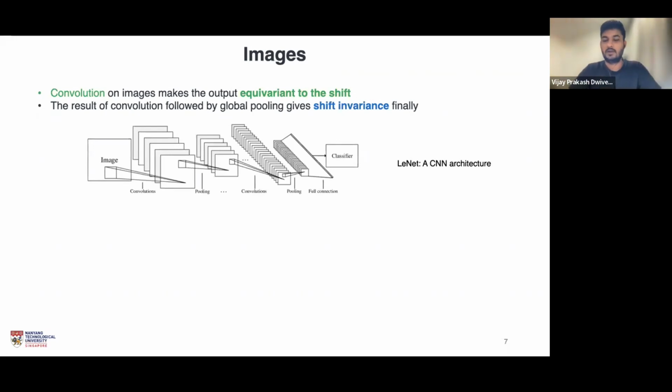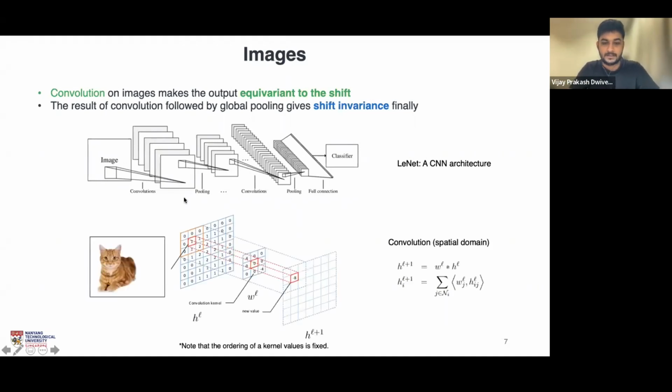I think the convolution would have already been covered in the previous session last week. So this maybe can serve as a recap of last week's lessons. This architecture, LeNet, is a classical CNN architecture by Yann LeCun, and it consists of a series of convolution, pooling, and finally global pooling followed by a classifier layer. At each convolution, a filter is applied on patches of the input image to generate output pixels for the next layer.